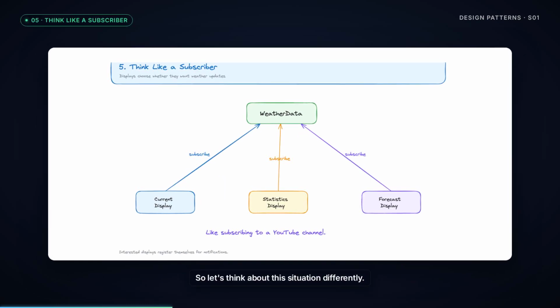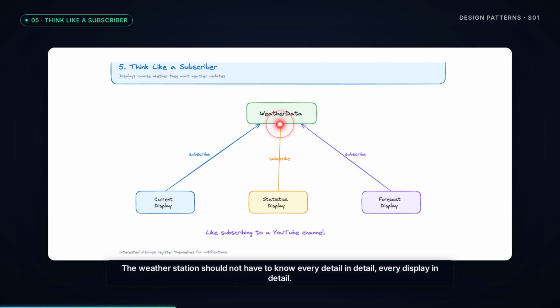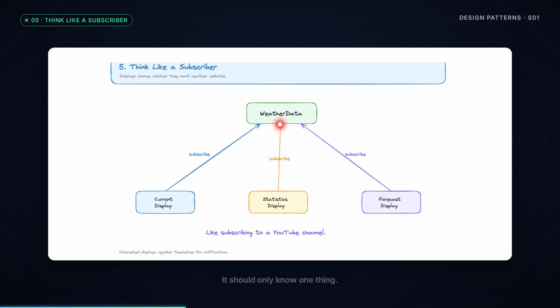So let's think about this situation differently. The weather station should not have to know every display in detail. It should only know one thing: these objects are interested in weather updates. Think of it like a YouTube subscription. A creator uploads a new video. You do not need to keep refreshing their channel every minute. You subscribe, and when a new video is published, YouTube notifies you. Same idea applies here. A display can subscribe to WeatherData, and whenever WeatherData changes, it notifies all subscribers.